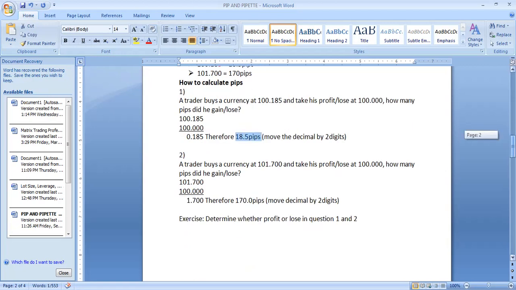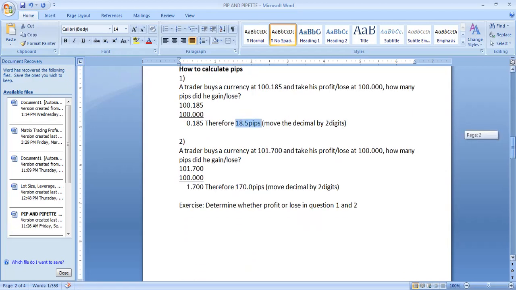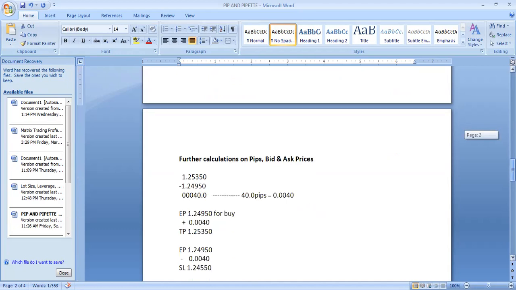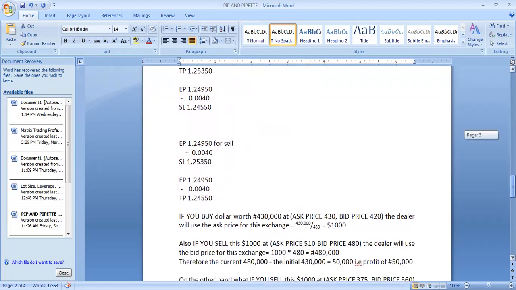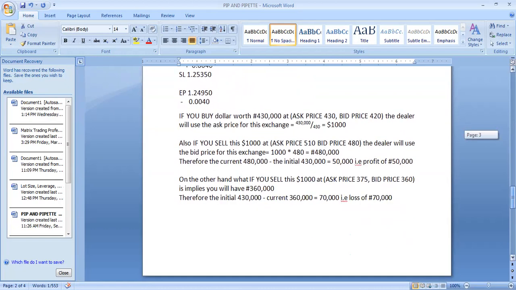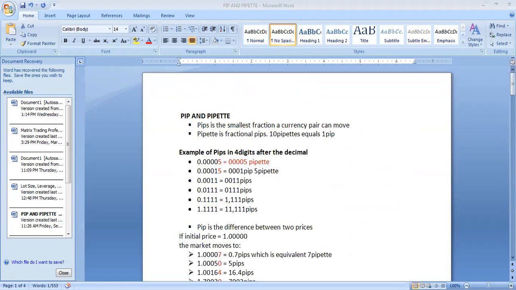And then you go into the next one. So you solve this and understand it. Okay, so let me stop here. Let me share a chart and then discuss this issue of pip and pipette again.